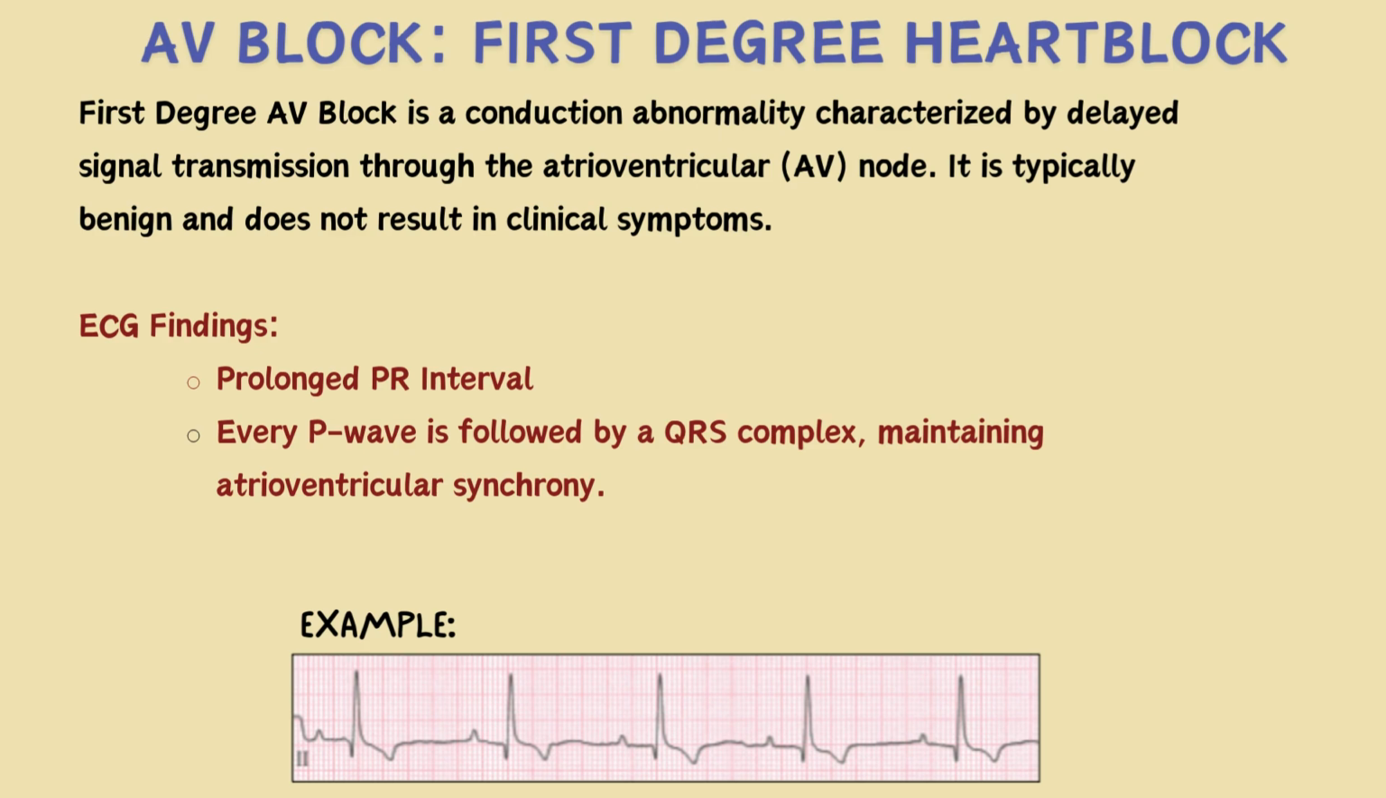Next is AV block. For this one, it's the first degree heart block. First degree AV block is a conduction abnormality characterized by delayed signal transmission through the AV node. It is typically benign and does not result in clinical symptoms. The ECG findings include prolonged PR interval, and every P wave is followed by a QRS complex, maintaining atrioventricular synchrony.